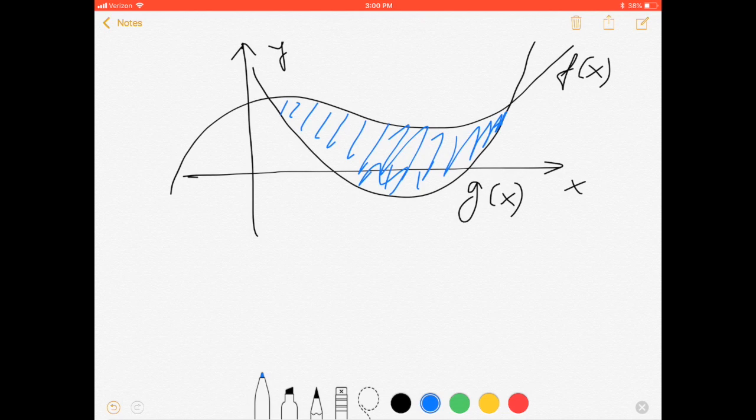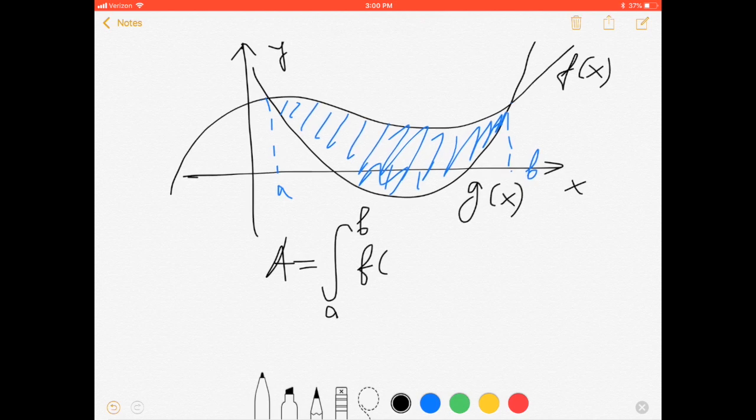First I find the intersection points. It will be point A and point B. And then what will be my integral here? My area will be the integral from A to B. The function that stays upper, this means my f(x), and I need to subtract the function that stays lower, and take the integral. That's it.